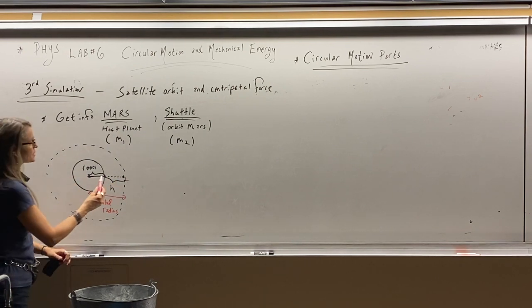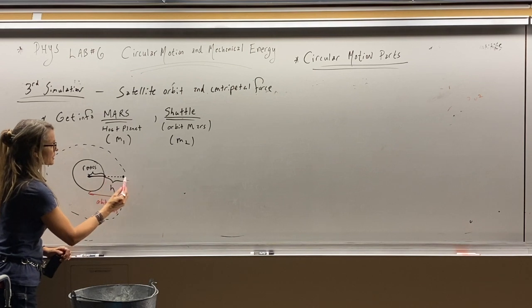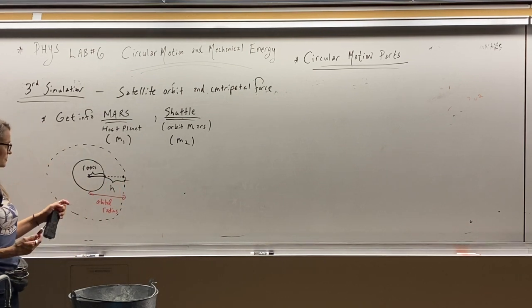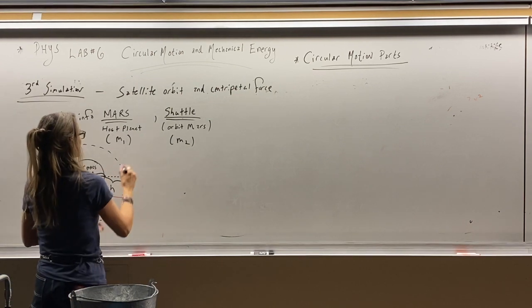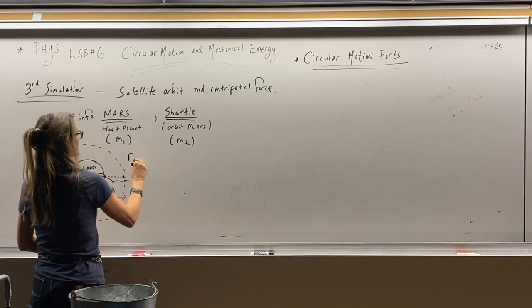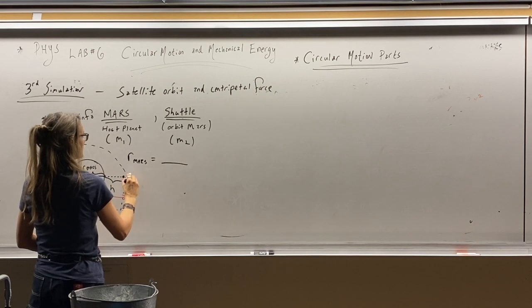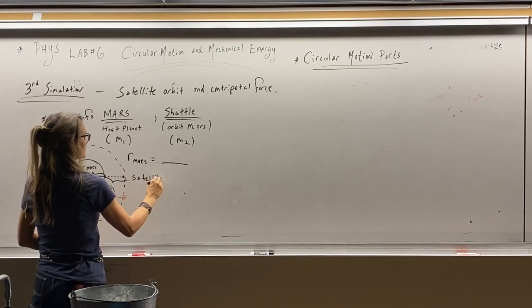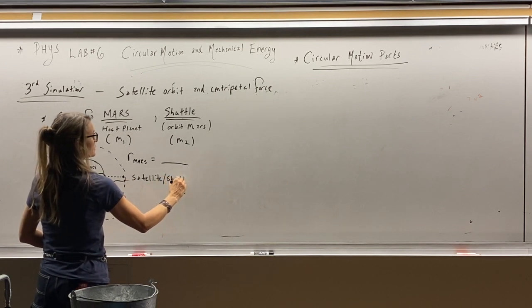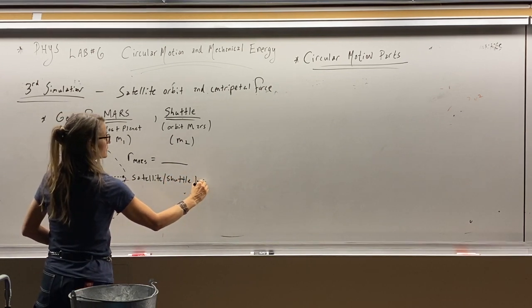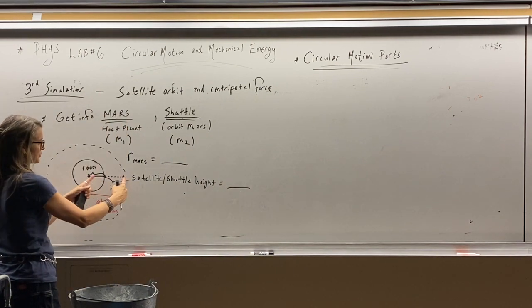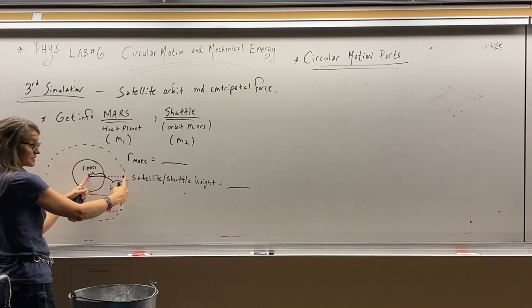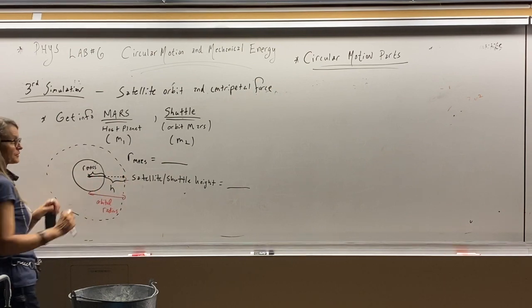And in the simulation, you have a value here that you want to convert in megameters. Okay, so remember, you're going to need the radius of Mars. You take that down, and then you're going to need the satellite or the shuttle height. That'll be a certain value. And make sure that you note whether that height takes into consideration from the center or just from the surface.